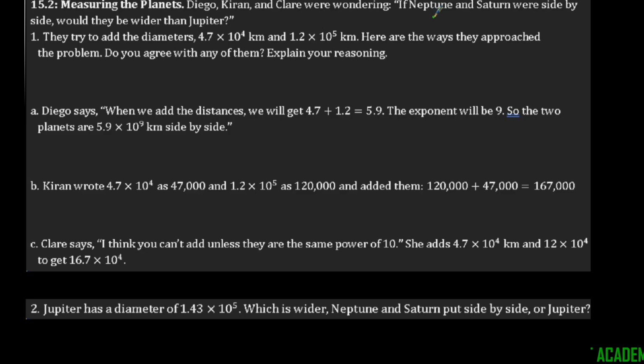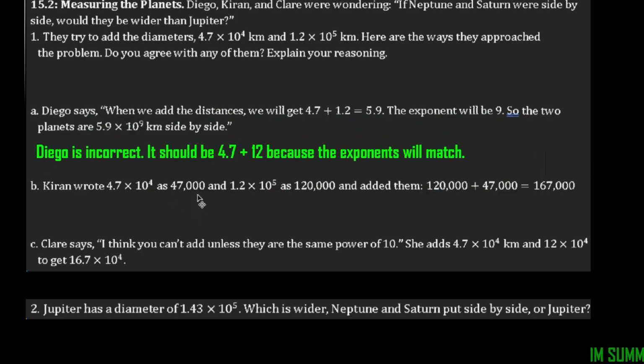And it says here are the ways they approach the problem. Do you agree with any of them, and explain your reasoning? So for the first part, it says Diego says when we add the distance, we get 4.7 plus 1.2 equals 5.9, and then the exponent will be 9. So the two planets are 5.9 times 10 to the 9th power side by side. And for this, we're going to say Diego is incorrect because it should be 4.7 plus 12 because the exponents will match. You have to have that exponent match up when you're adding those together.